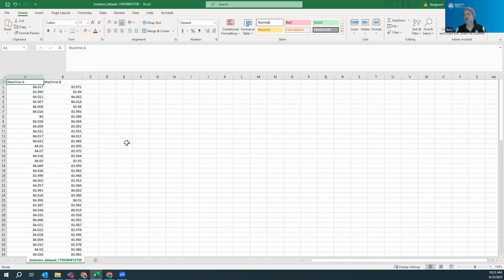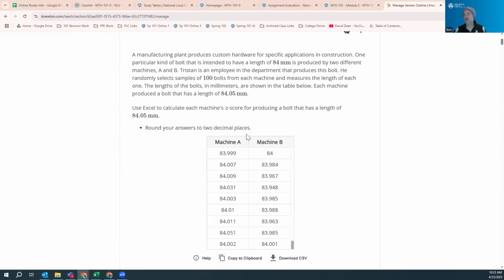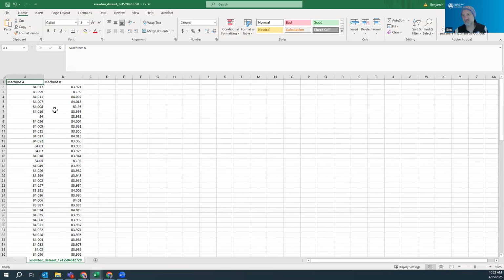All right, got two machines producing a lot of bolts. Generally speaking, it looks like they're supposed to have a length of 84 millimeters, but if we get our really precise measurements out, they're not exactly 84 millimeters, but they're pretty darn close. I think this is pretty legit for machining, but I don't have a lot of experience in machining, so I can't tell you how realistic this is.